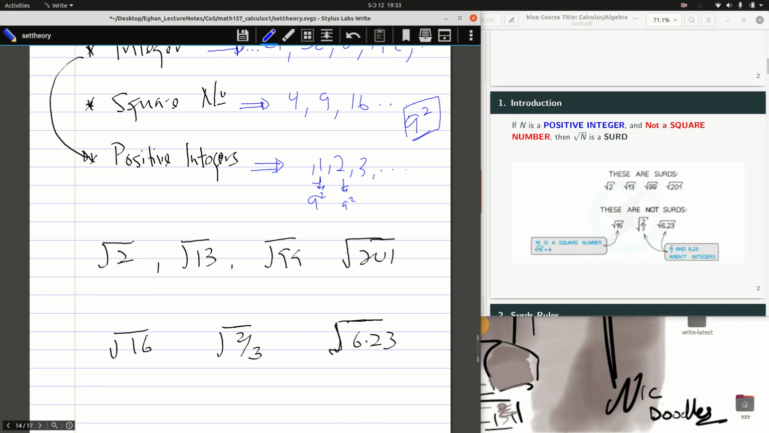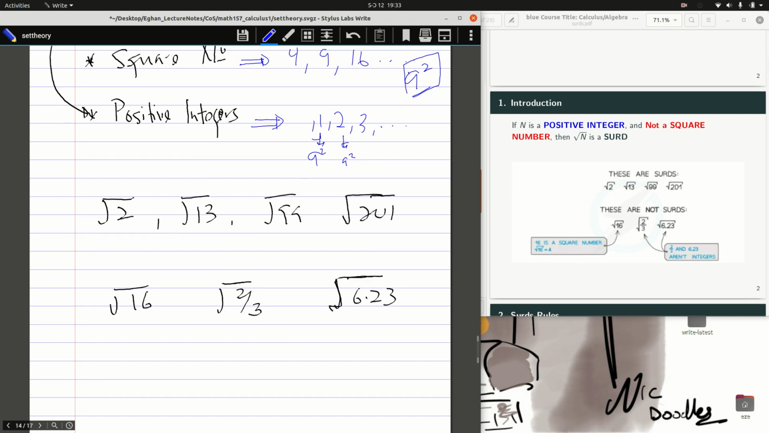So let's take an example. Verify which of these are sets and which of these are not sets. Root 2 is a set because 2 is a positive integer, and I can't have a number squared to get 2. That is not possible. I can't have this. 13 is a positive integer. I can't have the square of it. 99 is a positive integer. 201 is a positive integer. I can't have anything squared to represent it. So these are sets.